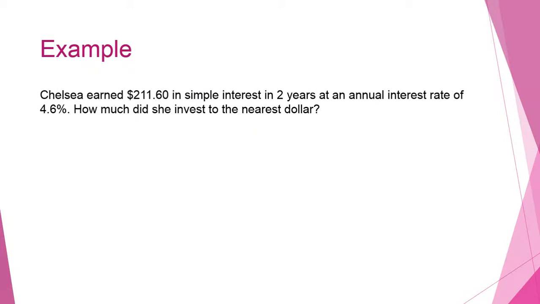Here's another example. Chelsea earned $211.60 in simple interest over 2 years at an annual interest rate of 4.6%. How much did she invest to the nearest dollar? So this time we're looking for how much she is investing, meaning how much did she put into the savings account. That is the principal. So we don't know the principal, but we do know I, which is the interest, R, which is the rate, and T, which is the time.